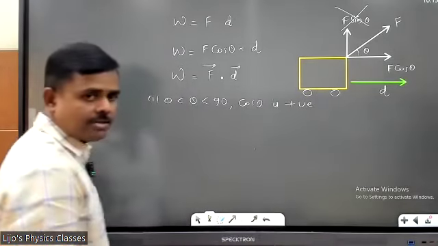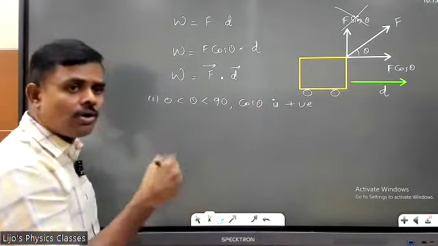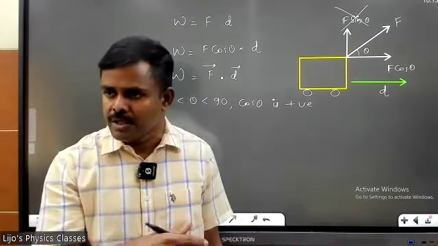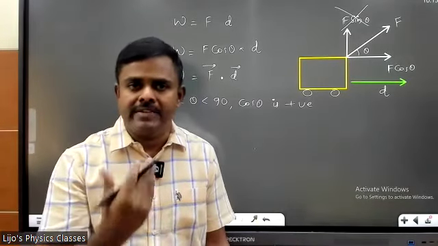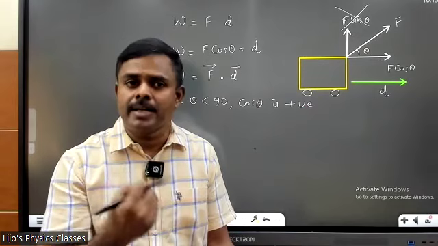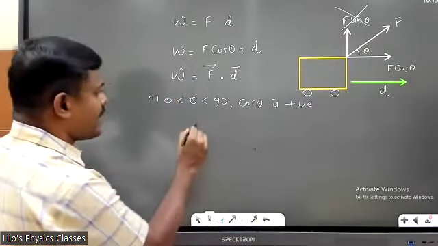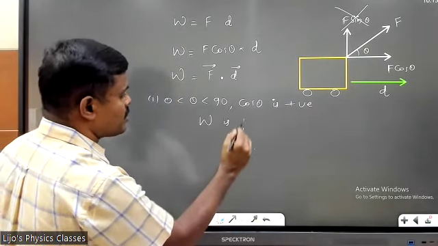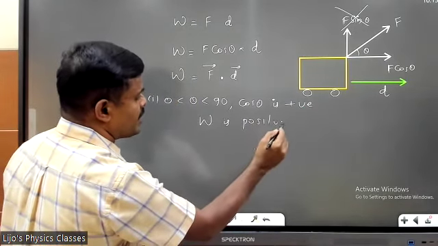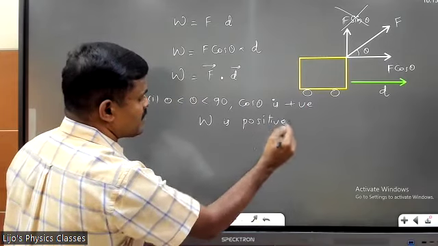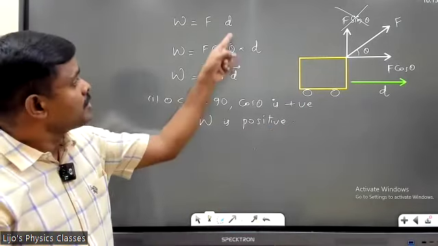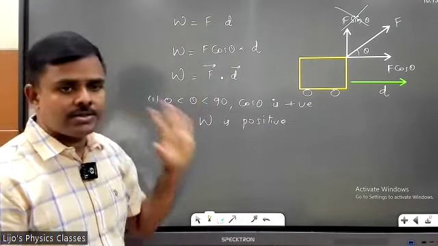Cos theta is positive because cos 0 is positive. Cos 1, positive. Cos 2, positive. Cos 30, positive. Cos 79, positive. Cos 89.99, positive. All are positive, right? So in that case, work done is also positive. Because if cos theta is positive, work done is also positive.